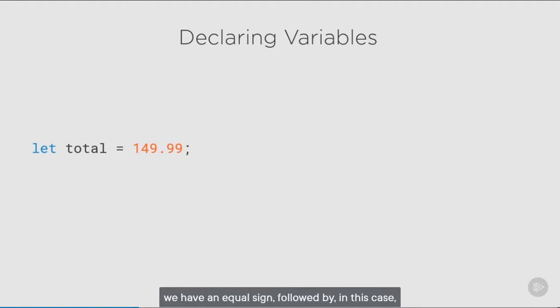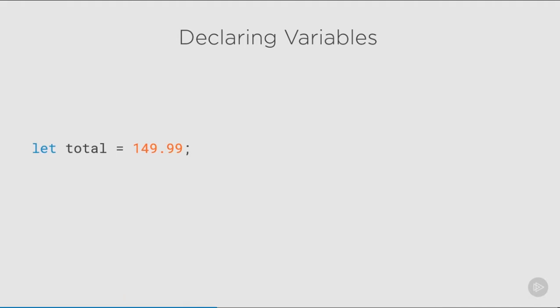After the new variable name, in this case total, we have an equal sign, followed by, in this case, the number $149.99. What this equal sign does is it takes the value and assigns it to the variable, total. So you would say the variable total now has the value $149.99. And it's the best practice to always end a line of code with the semicolon. So we do that here.